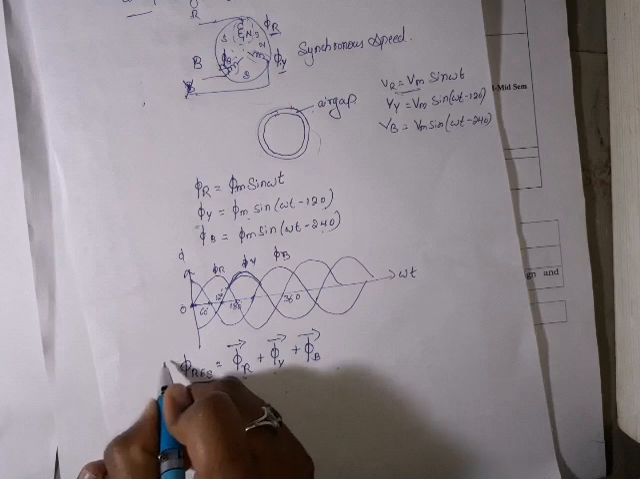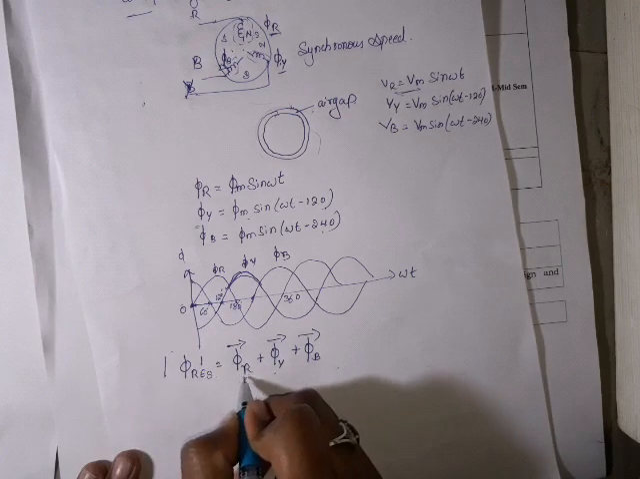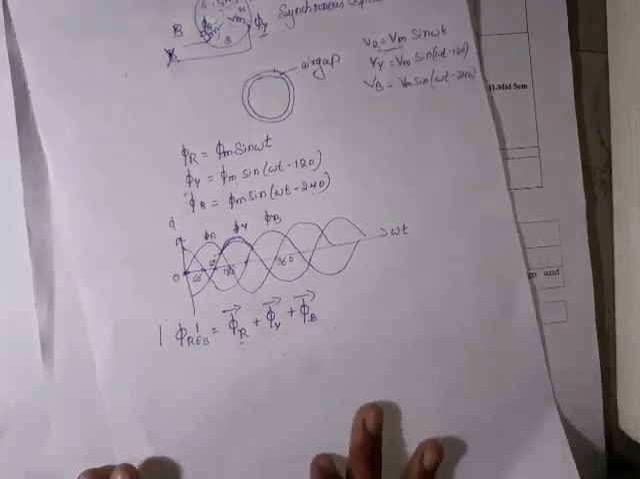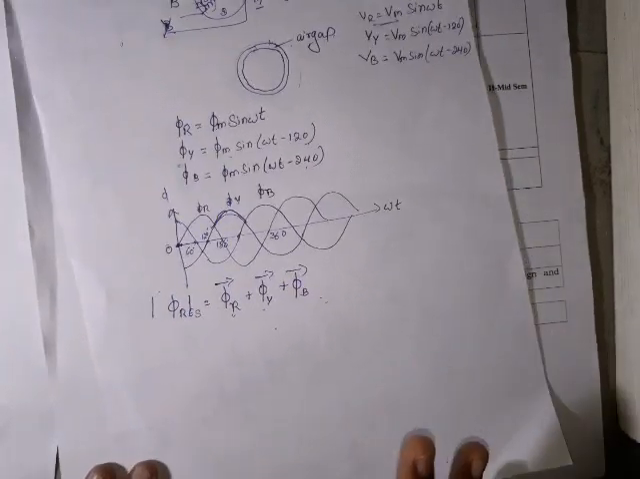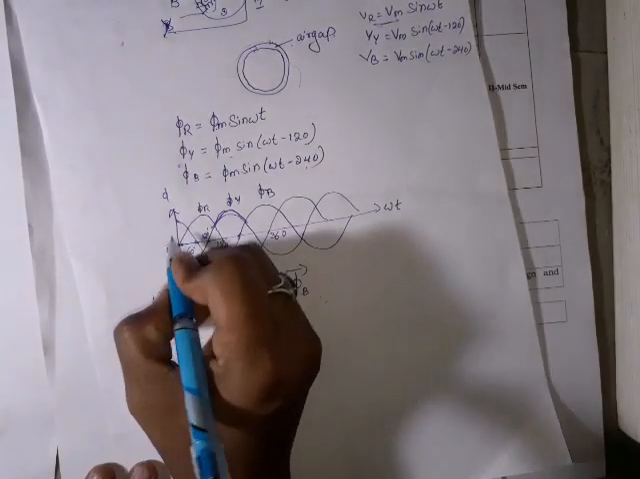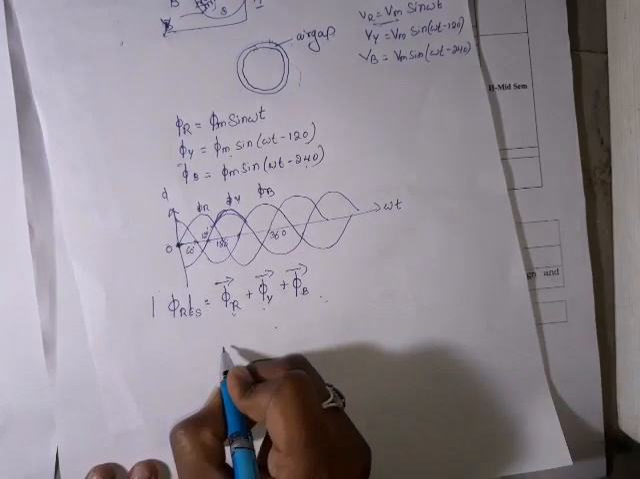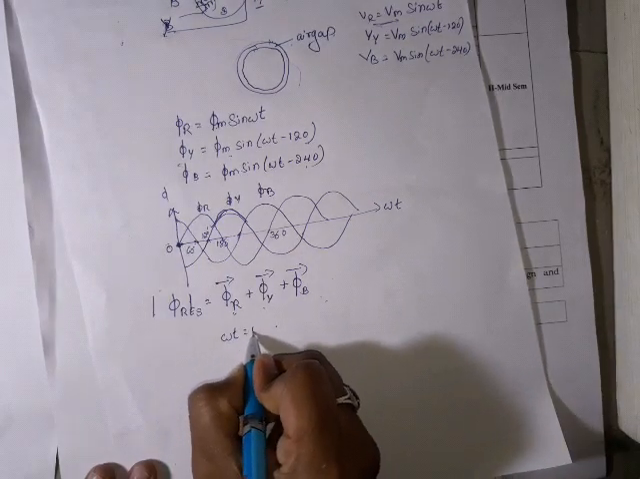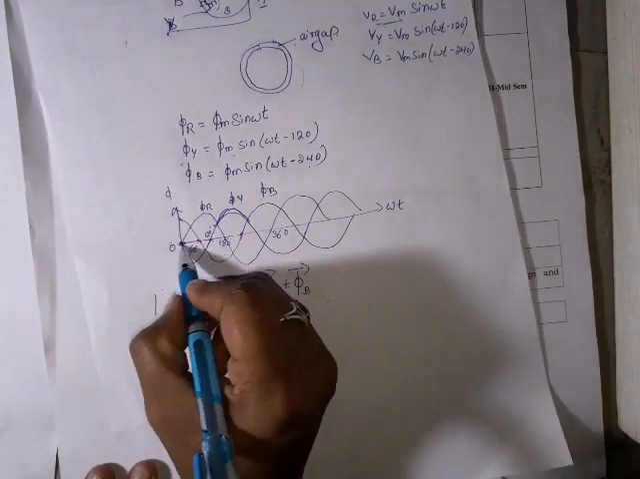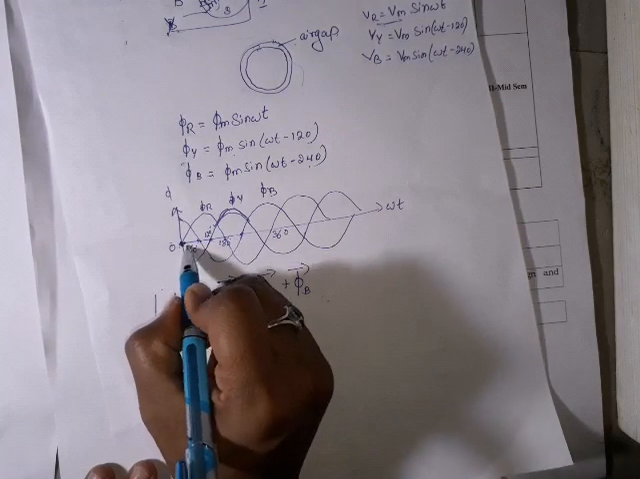Phi resultant. The magnitude of phi resultant is given by the vector sum of these three. Okay, let me check how it will work. Let me consider omega t is equal to 0. Initially, the angle is 0. Exactly at this point I am considering.